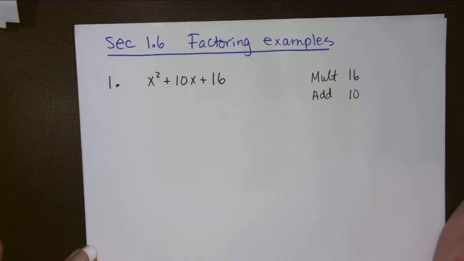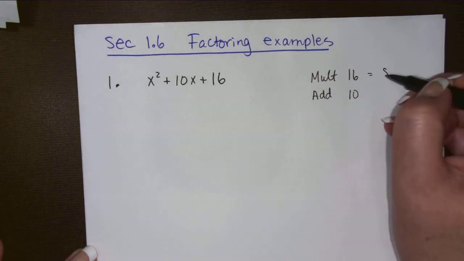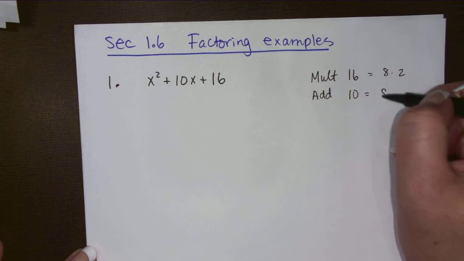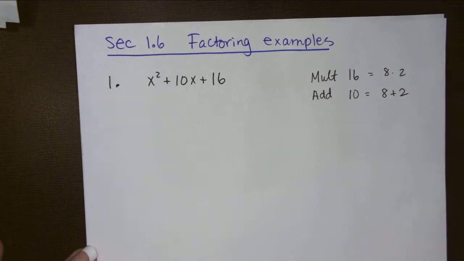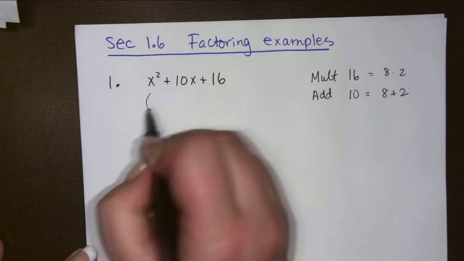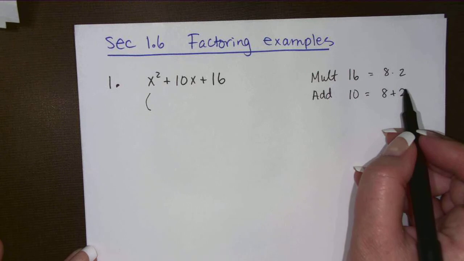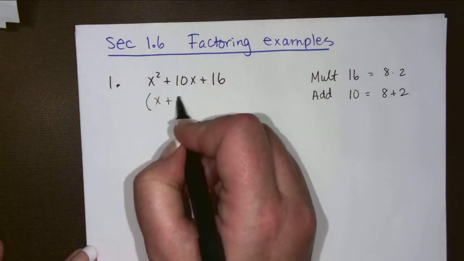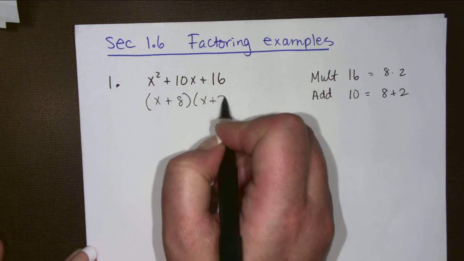So you need to know your factors. So what multiplies to give 16? 8 and 2, good. There's other options, but they won't add to give 10, and they add to give 10? Yeah. So we say, okay, and they both have to be positive? Yep. So x plus 8, x plus 2.